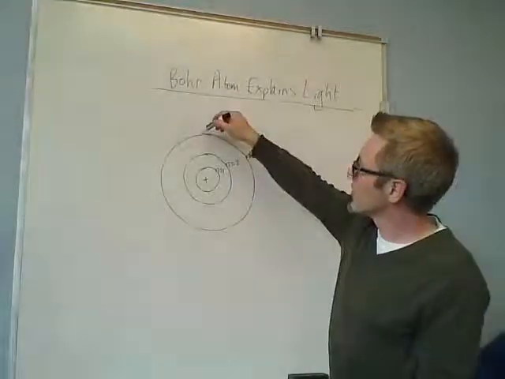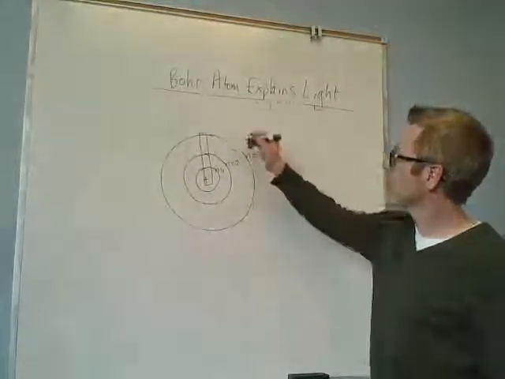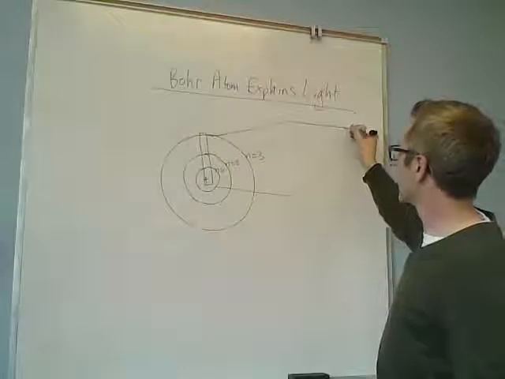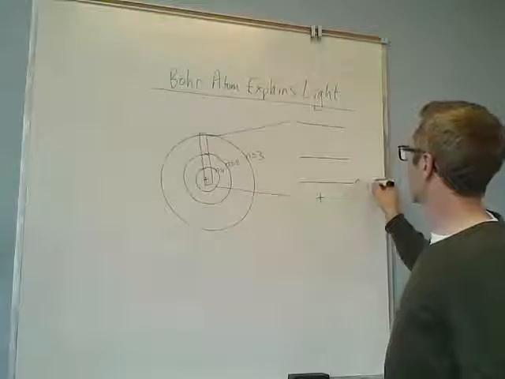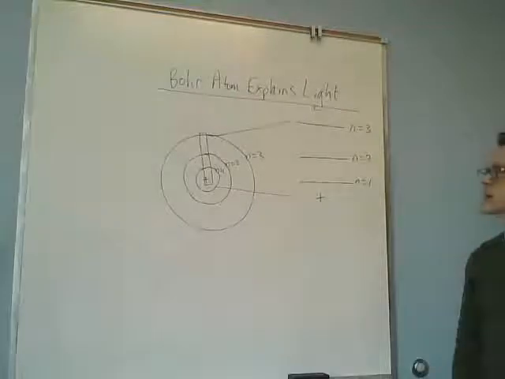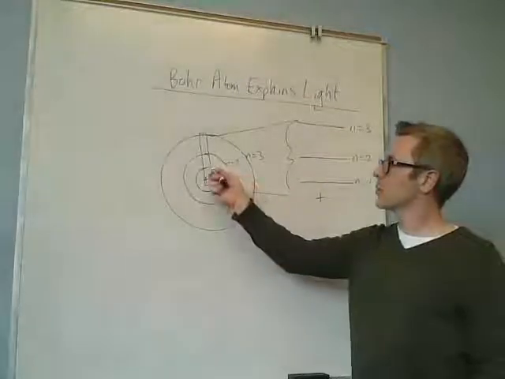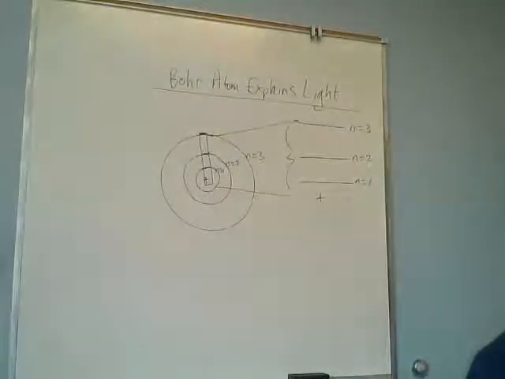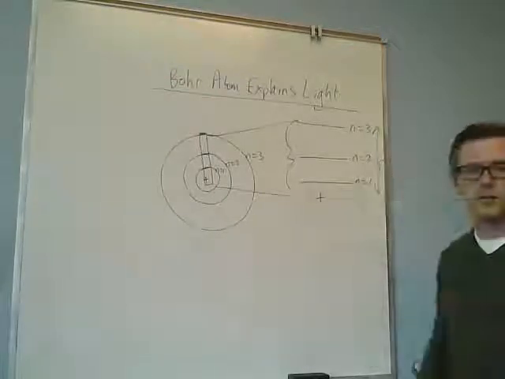Now, what we're going to do is take a slice and just focus on the slice. But it's important to know that that's what we're looking at. We're looking at a slice of the atom. Here's the nucleus. This would be the radius of the atom, or the size of the atom.